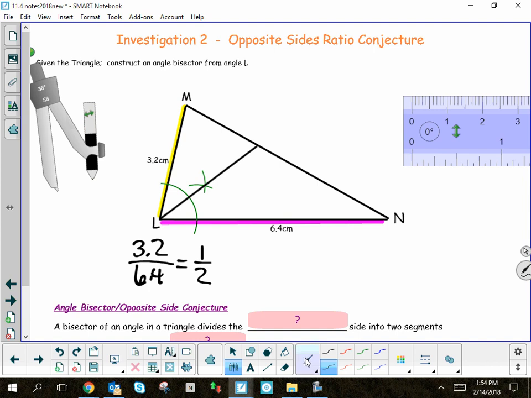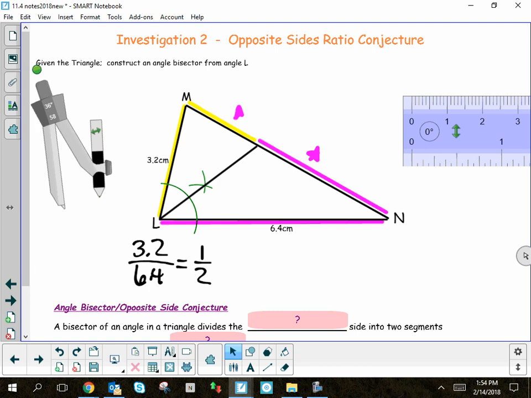Question is, is this piece right here related to this piece over here? Okay, so let's check with our compass. So this is 1 to 2. Does that mean this segment is 1 to 2 to that one as well?